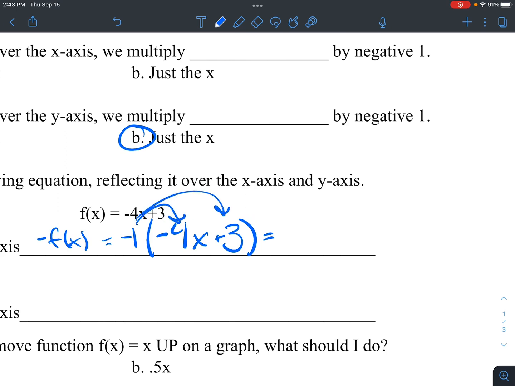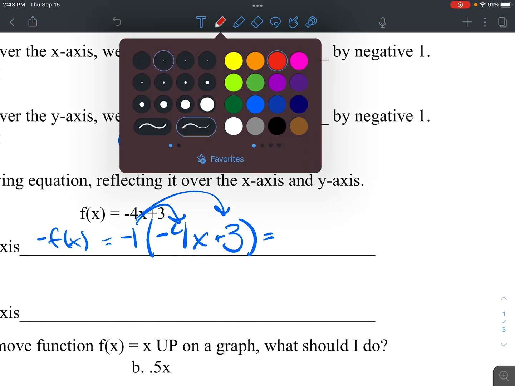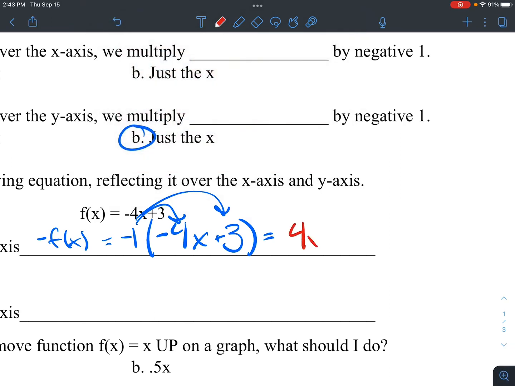the -1 to the -4x and plus 3, we are going to end up with, this is in red, we're going to get 4x, minus 3. -1 times -4 is +4, and we just keep the x there. Then we have -1 and +3 is -3.